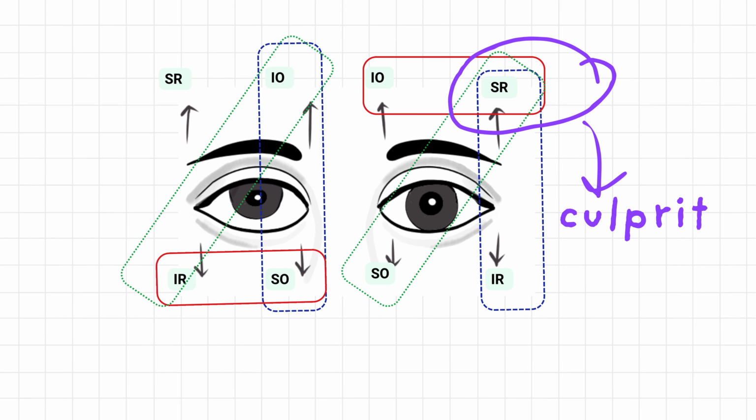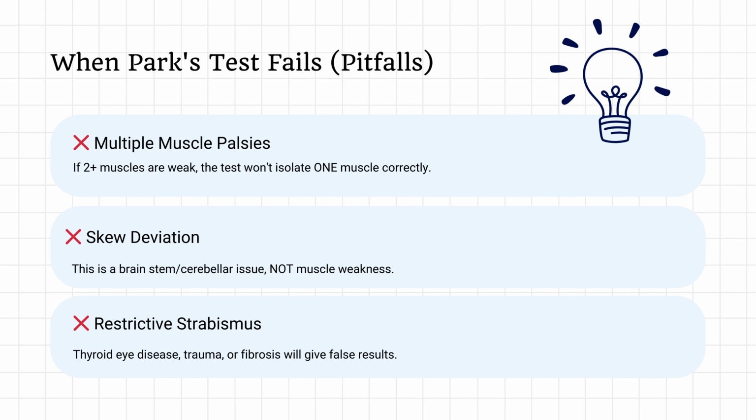Now, an important limitation. This test does not always work. Park's 3-step test will fail if there are multiple muscle palsies. Also, in skew deviation, which is a brainstem or a cerebellar problem and not really a muscle palsy, it doesn't work. In restrictive strabismus like thyroid eye disease, trauma, fibrosis, even dissociated vertical deviation, all these conditions can give you false results. So always ensure that you have ruled out restriction and a force duction test has been done whenever required. Only then you should apply the Park's 3-step test.